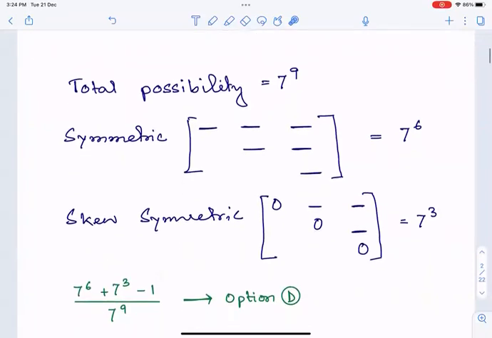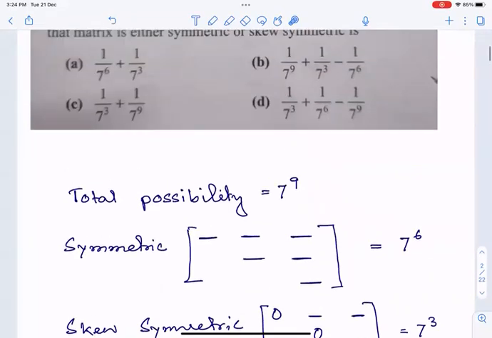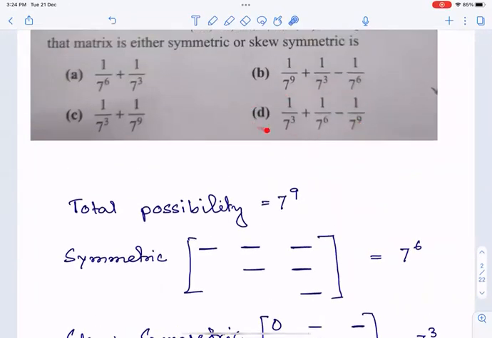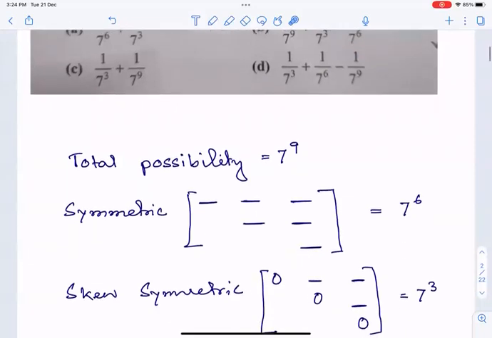Is that okay? Why are we subtracting this 1, is it clear? Because in the symmetric counting and the skew symmetric counting, both have the null matrix counted in their respective categories. So it has been counted twice, whereas it should be counted only once. So we have subtracted 1. Divided by the total possibility, this leads us to option D as our required probability. Am I clear this far?